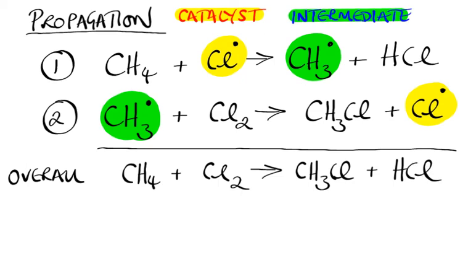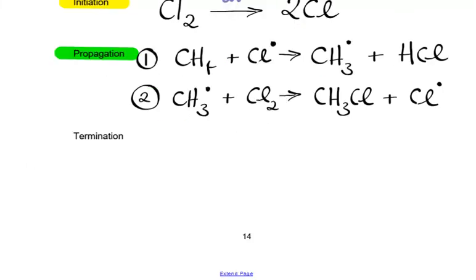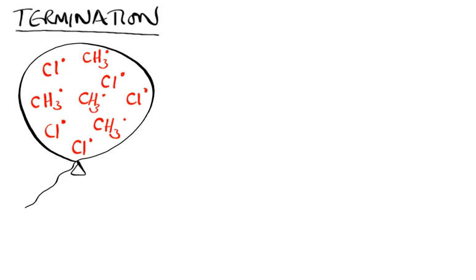Finally, we move on to the termination step, and this is where radicals will combine. So here's our reaction vessel, and flying around are the different types of radical that we've got. So what possible combinations of radicals are there in this scenario? Well, number 1, it might be that a chlorine radical bumps into another chlorine radical, like so, making a chlorine molecule.